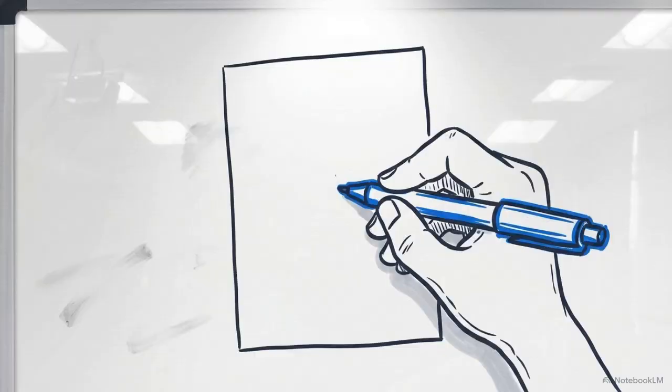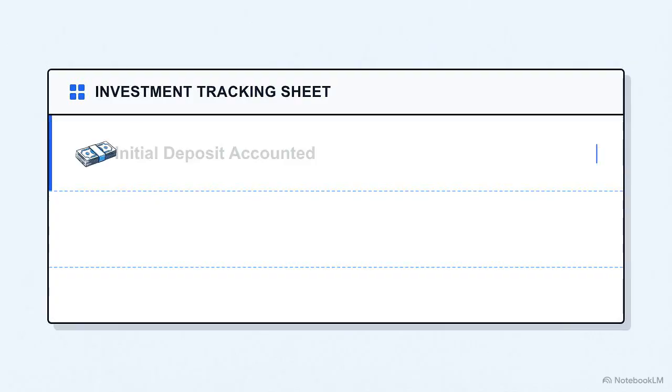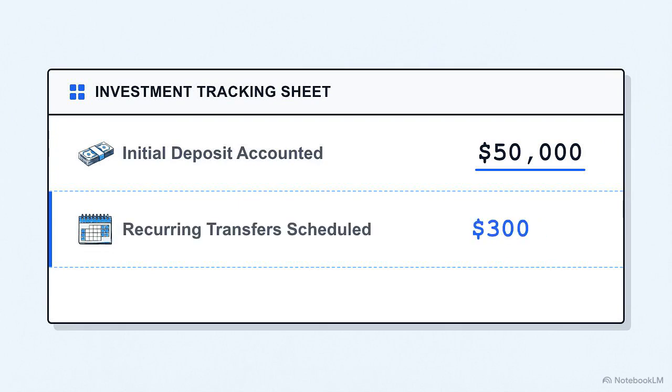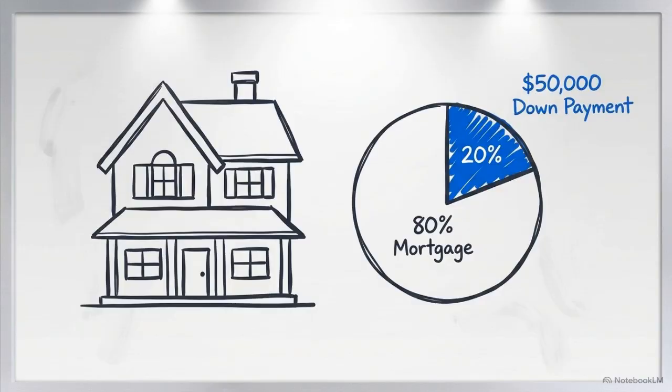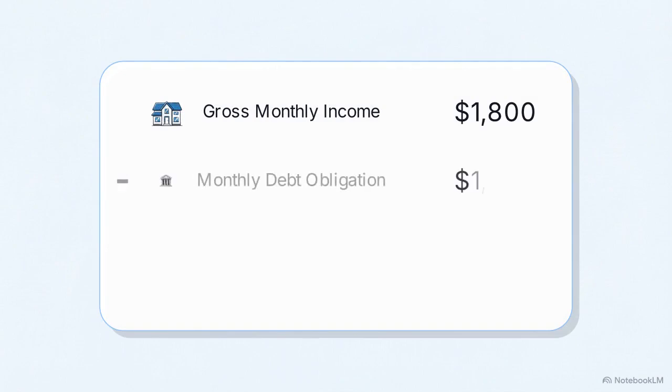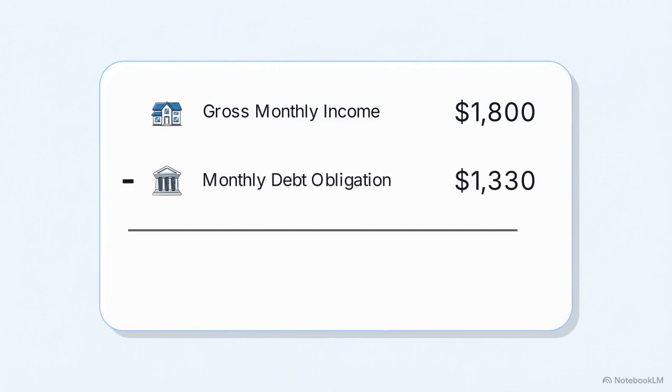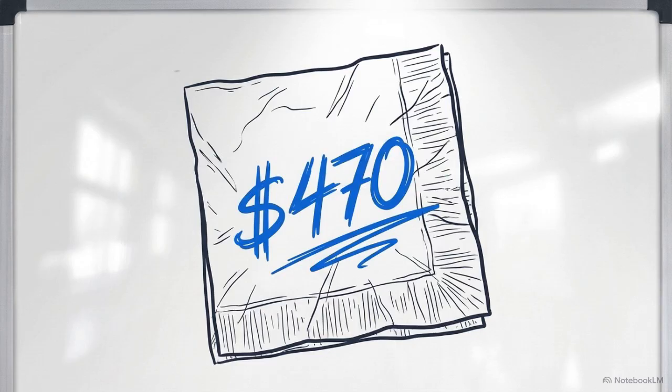On your tracking sheet, log your baseline numbers. You have $50,000 in starting capital and an automated $300 monthly contribution you can comfortably commit to your investments. Let's run the real estate scenario first. You use your $50,000 as a 20% down payment on a $250,000 property. You find a tenant paying $1,800 a month, and your mortgage is $1,330. On paper, subtracting the mortgage from the rent leaves $470 a month in profit. Standard napkin math creates a dangerous illusion of profit by stopping the calculation right here.